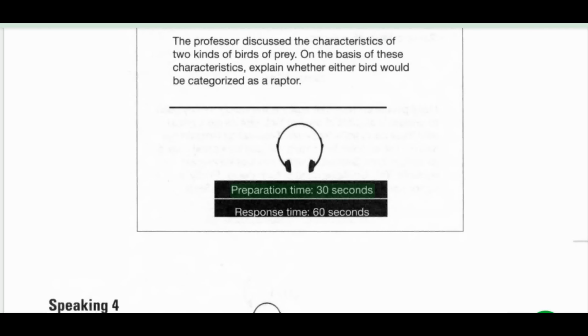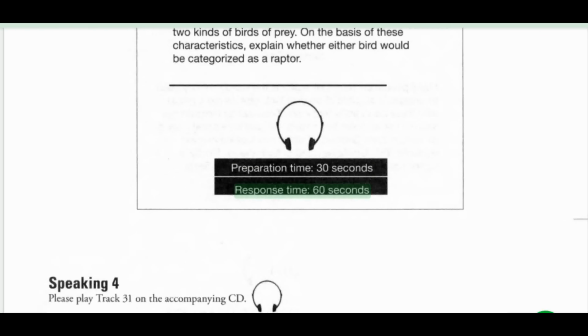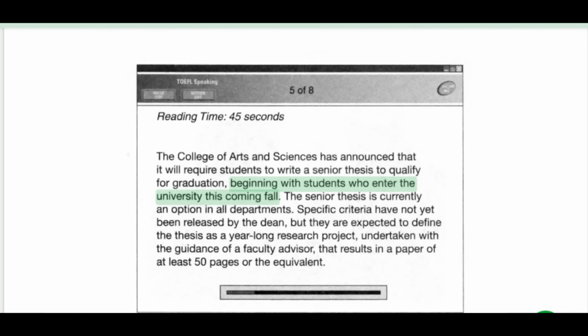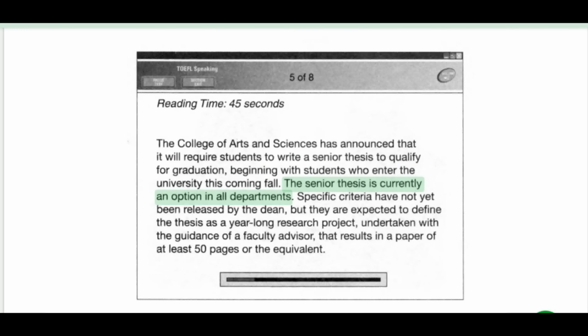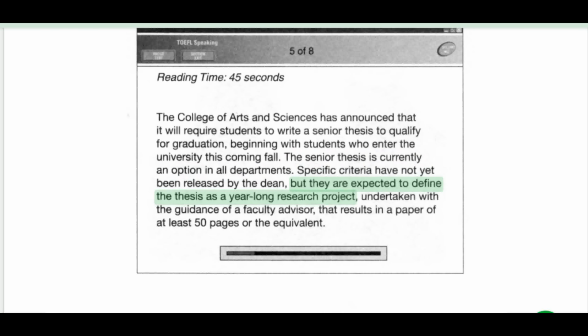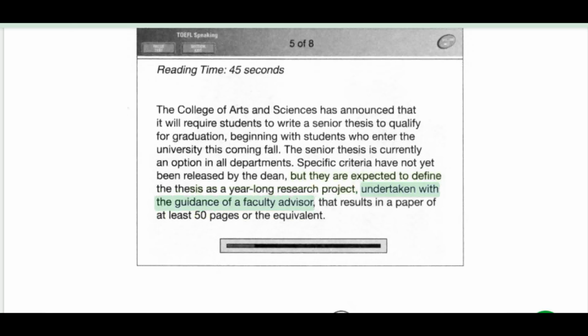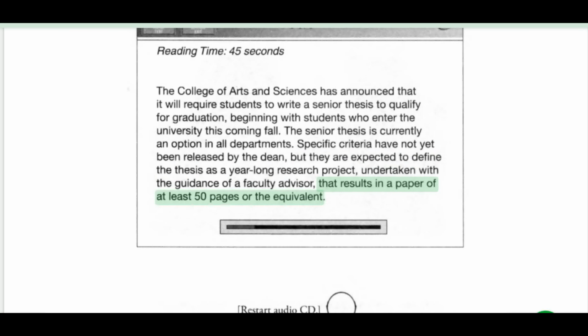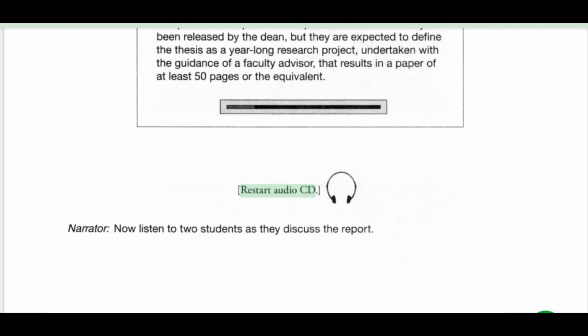Preparation time, 30 seconds. Response time, 60 seconds. Reading time, 45 seconds. The College of Arts and Sciences has announced that it will require students to write a senior thesis to qualify for graduation, beginning with students who enter the university this coming fall. The senior thesis is currently an option in all departments. Specific criteria have not yet been released by the dean, but they are expected to define the thesis as a year-long research project, undertaken with the guidance of a faculty advisor, that results in a paper of at least 50 pages or the equivalent. Restart audio CD.